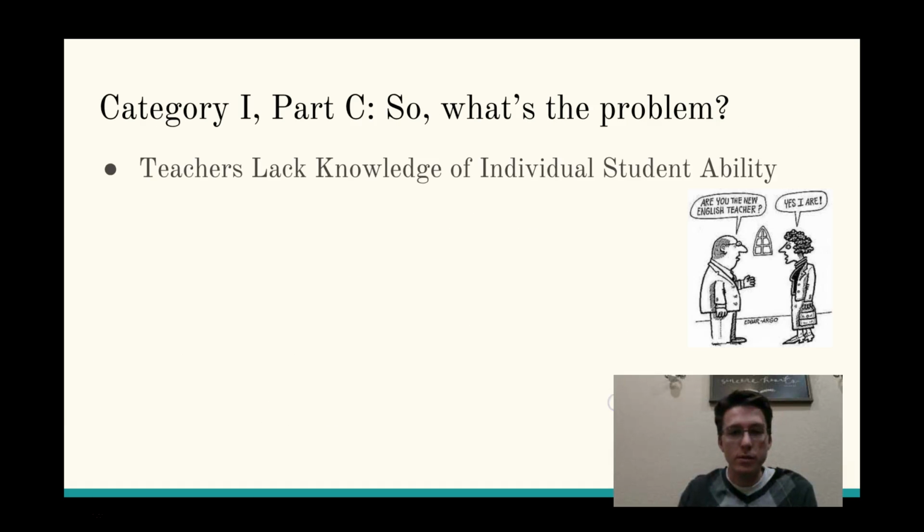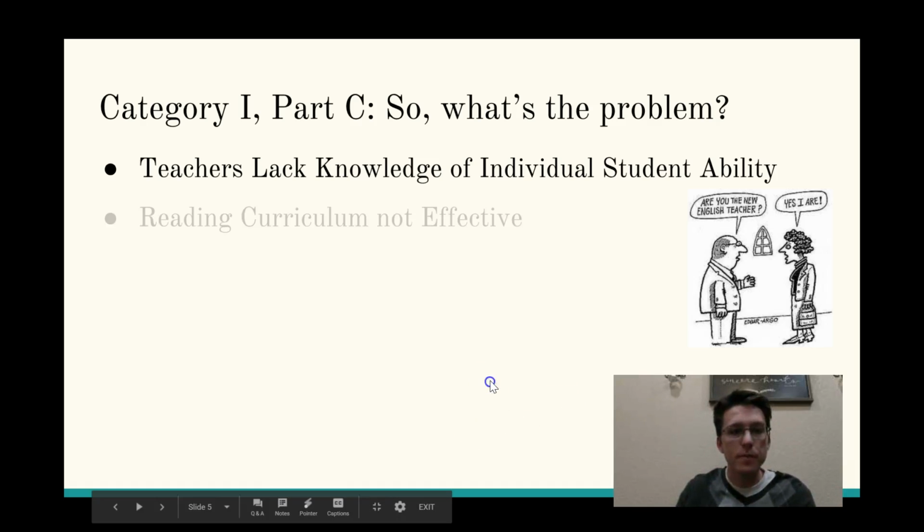Alright, and so what's the problem? Teachers lack knowledge of individual student ability. I think that's one of the biggest problems that we have in being able to solve this reading issue, is that students are being taught at the same level, and the only real data it seems that we have is just this state assessment data. These big test data, but it doesn't seem that there's really any other data, and there's definitely not individualized data, at least at this point, that we know of.